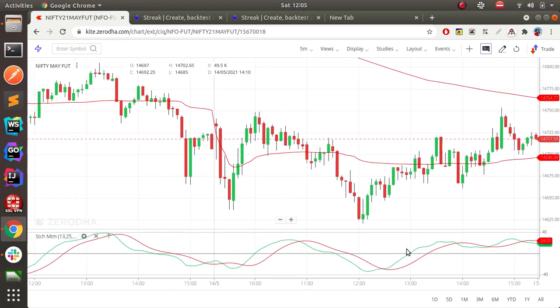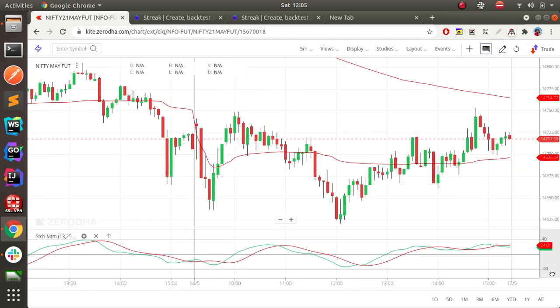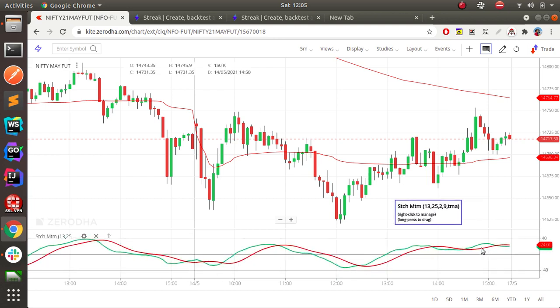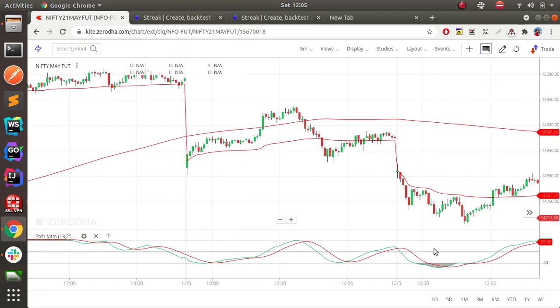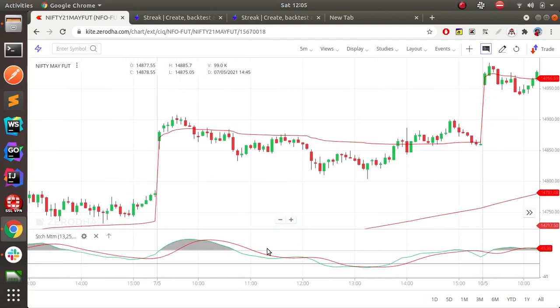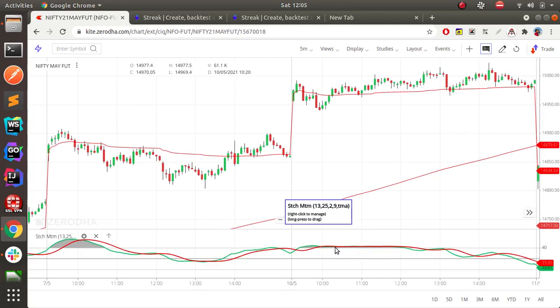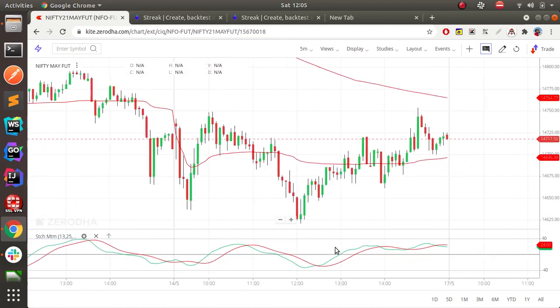One more thing we need to remember is that there are two levels, 40 and minus 40. Whenever it is overbought, it will cross 40. We need to make sure that this value doesn't cross more than 40, so that we won't be trapped. For example, if you enter when it is overbought, you will be trapped. Instead we will try to avoid that by adding that condition.